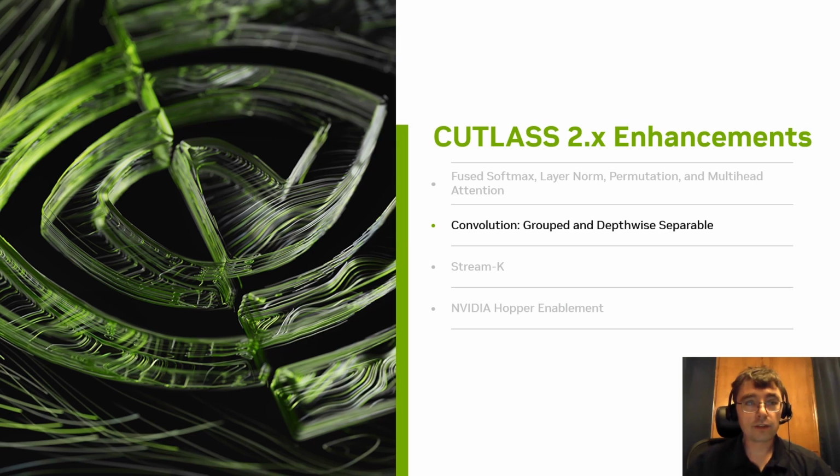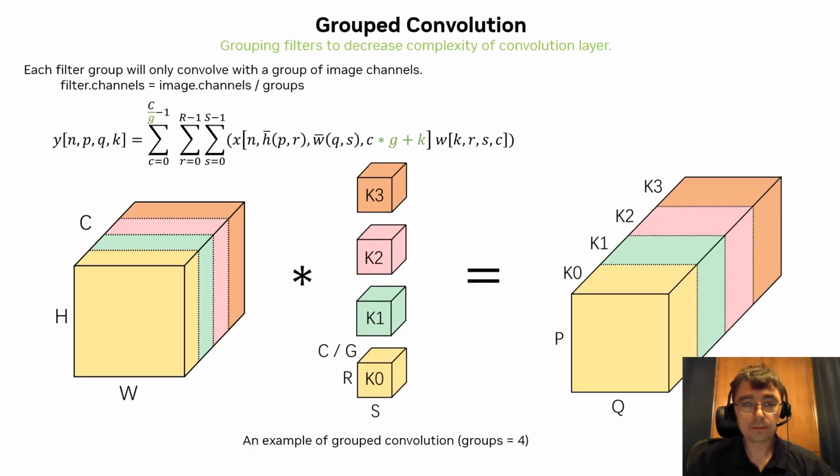In this section, I'll describe the implementation of grouped and depth-wise separable convolution. Grouped convolution generalizes the familiar convolutional operator by partitioning filters into filter groups. Each filter group convolves a subset of the input tensor channels. The expression in the figure defines the group convolution operator in detail.